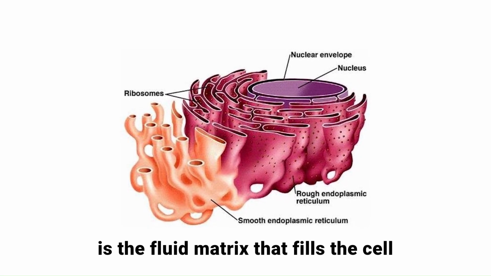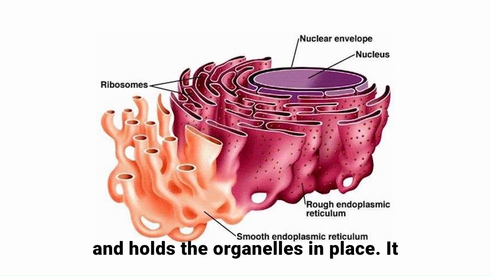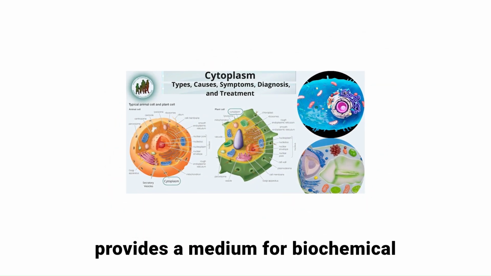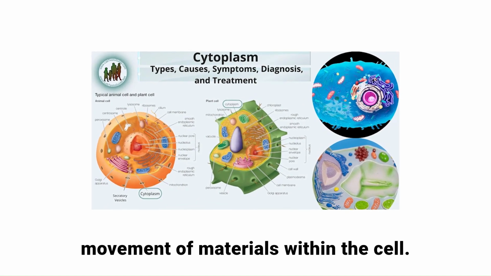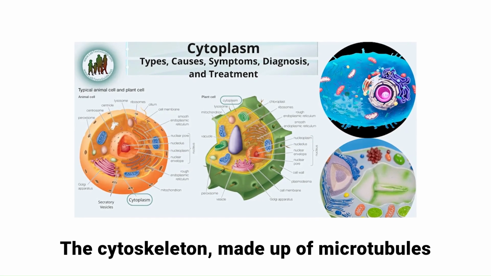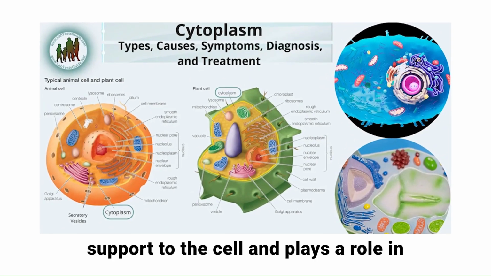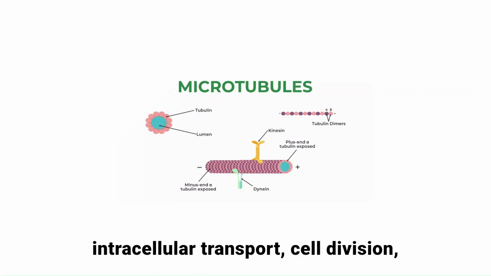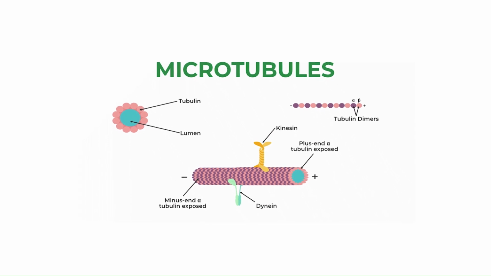The cytoplasm is the fluid matrix that fills the cell and holds the organelles in place. It provides a medium for biochemical reactions to occur and allows the movement of materials within the cell. The cytoskeleton, made up of microtubules and microfilaments, provides structural support to the cell and plays a role in intracellular transport, cell division, and maintaining cell shape.